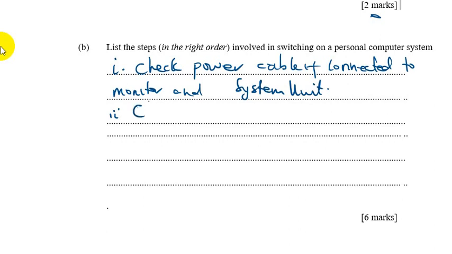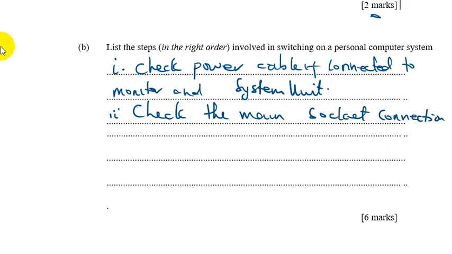You can also check the main socket connection, okay, because with that one, if it is not well connected to the wall, okay, the extension is not connected to the wall, it will not work. The machine won't turn on. So we have to check all those things before you go. You have to make sure there's no floppy disk or pen drive.